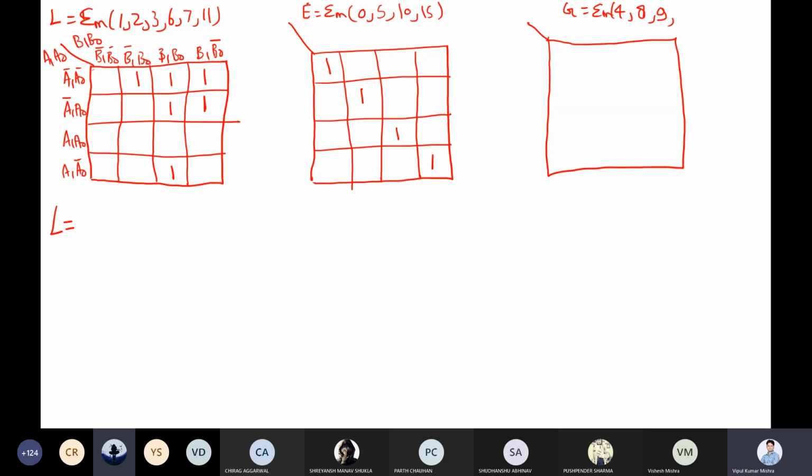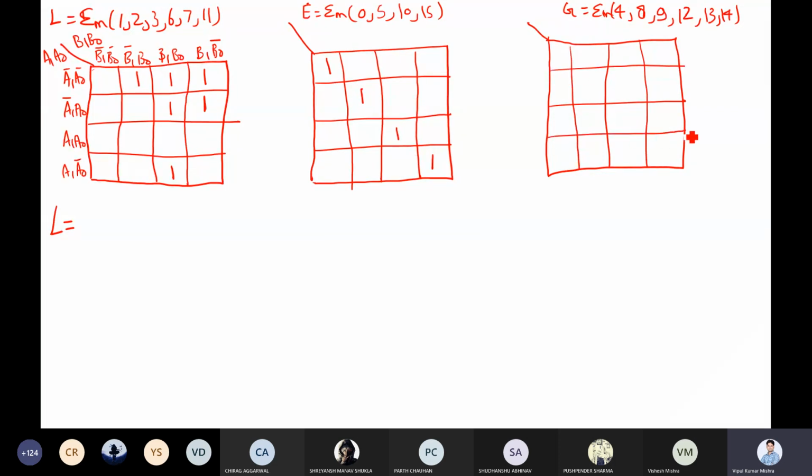So we have 4, 8, 9, 12, 13, 14. Please try to complete it at your end as well. So 0, 1, 2, 3, 4, 5, 6, 7, 8, 9, 10, 11, 12, 13, and 14.